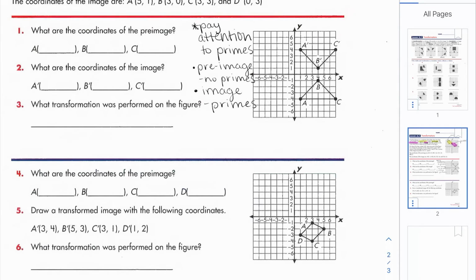On to the bottom section, question number 4 says, what are the coordinates of the pre-image? So you will do basically exactly what you did on the previous section, and you will use the graph to determine the coordinates of points A, B, C, and D. However, on number 5, it's actually giving you the points for A prime, B prime, C prime, and D prime, and it wants you to graph them. Once you have graphed them, you are asked to determine what transformation was performed on the figure. So you will need to do what you did on those first problems and look and see what transformation is occurring.